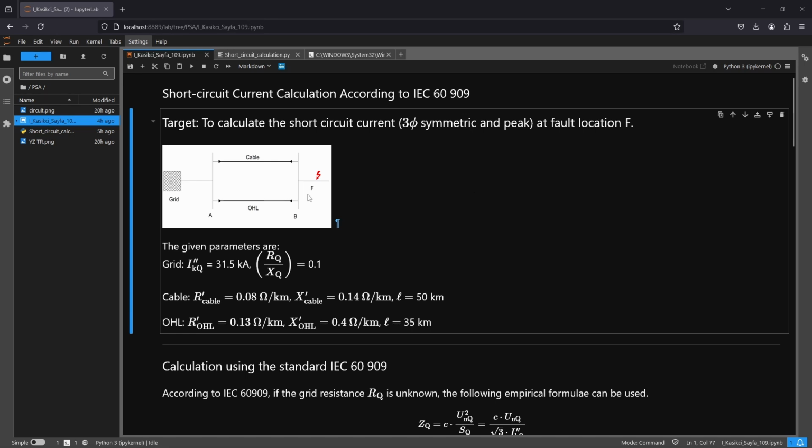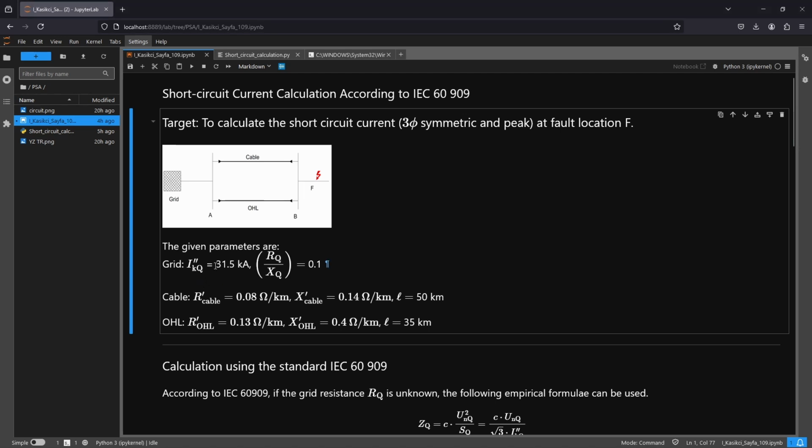For instance, we have an extremely simplified grid or electrical network. We have a grid, as you see to the left of the schematic, and two bus bars connected with a cable and an overhead line. The target of this tutorial is to calculate the short circuit current at fault location F, applying this IEC 60909 standard. The parameters given for the grid, cables and overhead lines are listed here.